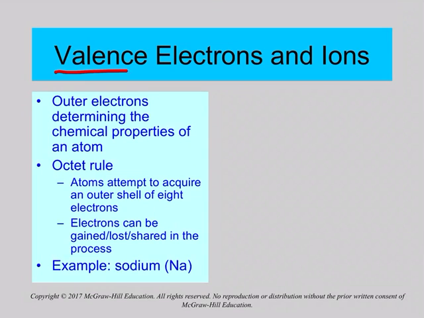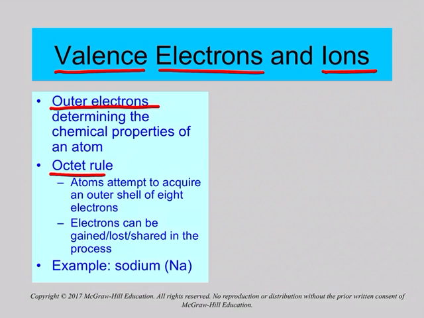All right, so this is what I was talking about. And I want you to look at this term up here, valence electrons and ions. Valence electrons are outer electrons. Okay, so this kind of goes back to the periodic table. And if you look at the group number that those atoms are in, that kind of tells you how many valence or outer electrons there are.